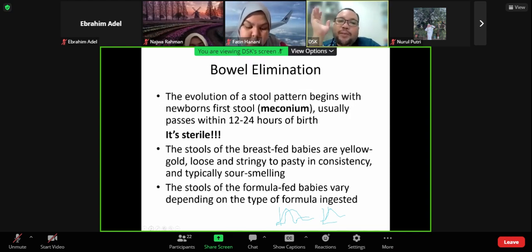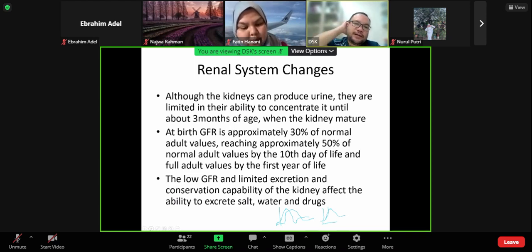And newborn babies must pass meconium within the first 24 hours. If they don't pass meconium, sometimes there is a problem, such as bowel obstruction and so on. This is the same too.